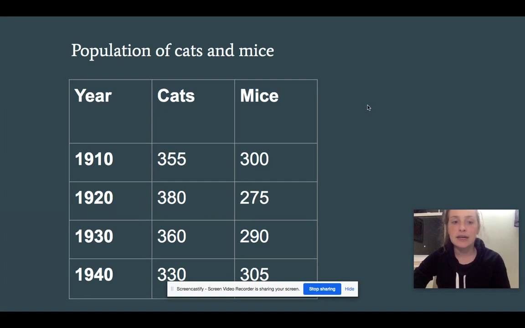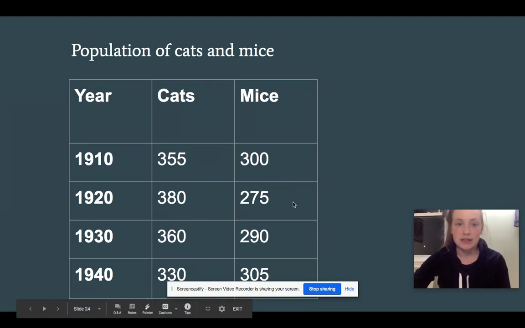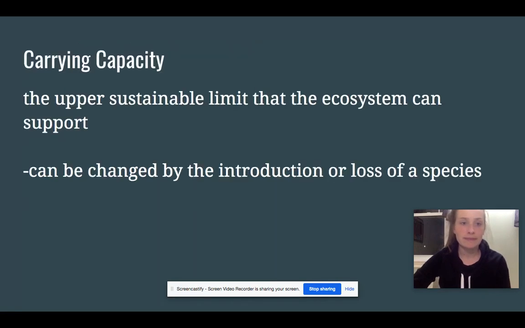This is the kind of data that I would give you. Here you can see the cat population is 355 and the mice population is 300. I completely made it up, but we have the year 1910. So on the x-axis, you'd write 1910, then 1920, 1930, 1940, and you would insert all of this data in order to then connect the dots and make a line graph.